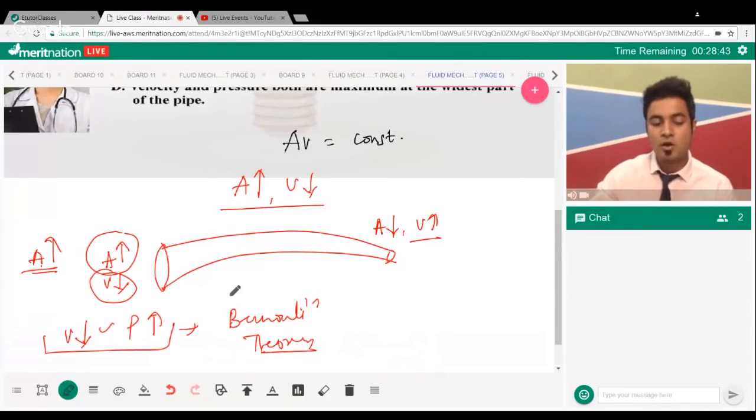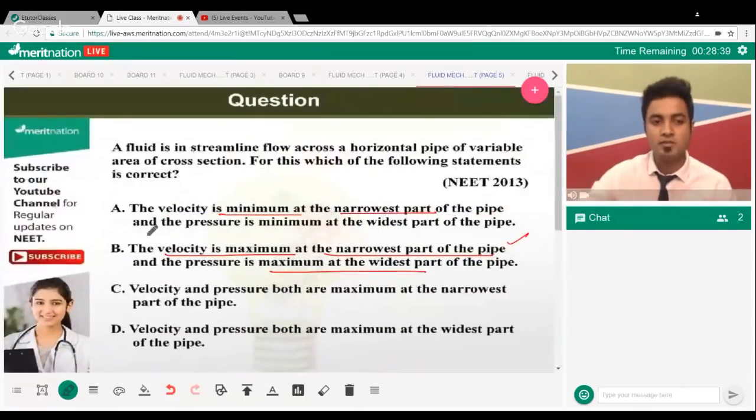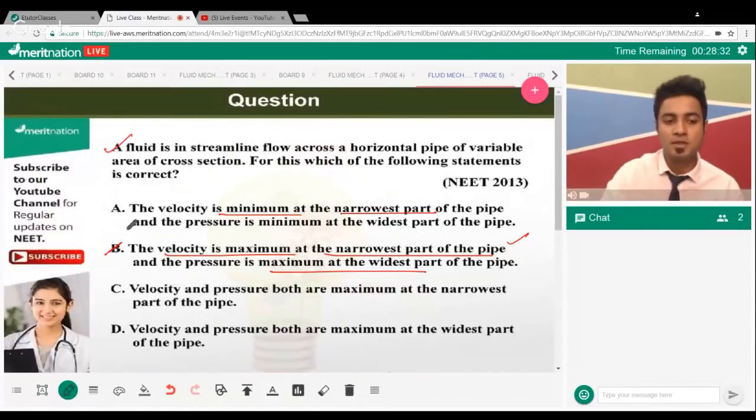Okay, so according to this, if we collate all these factors that we have thought through, we will come up with the conclusion that B has to be correct, because whenever the area is more, the velocity has to be less, and when the velocity is less, at that point the pressure has to be more. So this is the thing, guys.